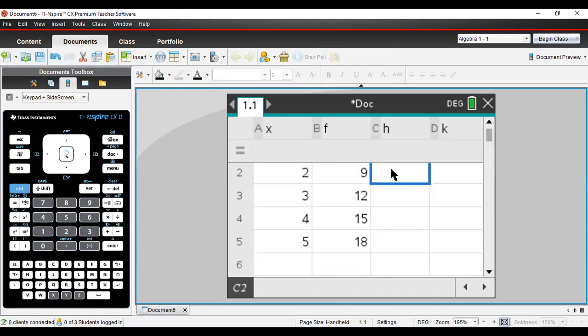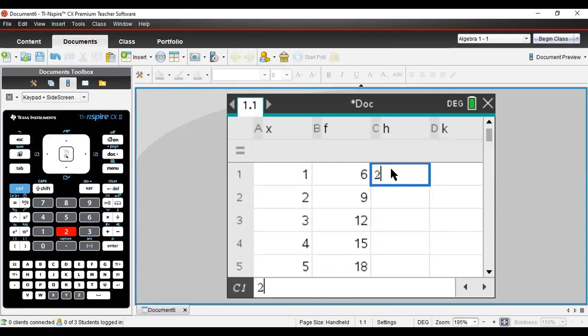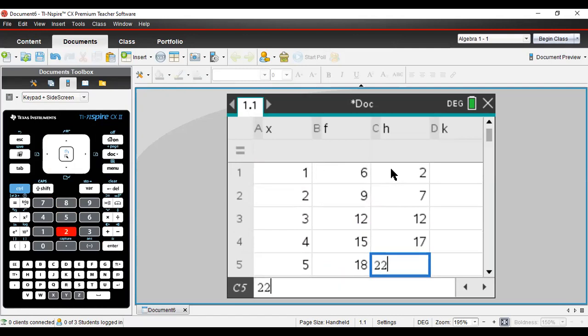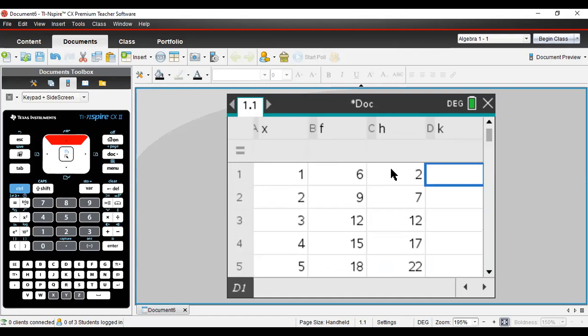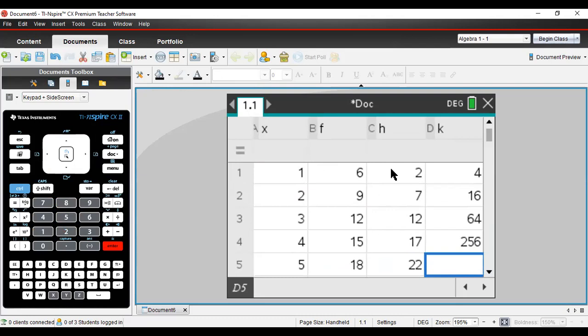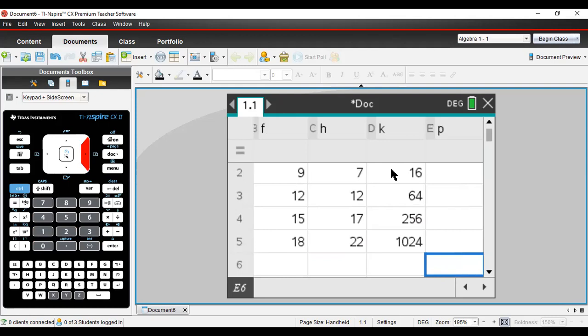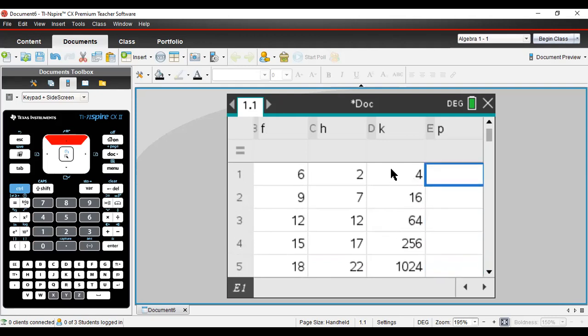So we go over here and now we're going to put in 2, 7, 12, 17, 22. And then we go over to k of x, go up to the top, and we're going to put in 4, 16, 64. Wow, 256. You see it's growing really quickly. That's the sign that it's exponential. Exponentials are the quickest growing function. They're the Usain Bolt of functions.